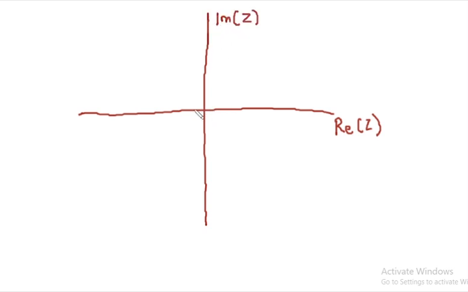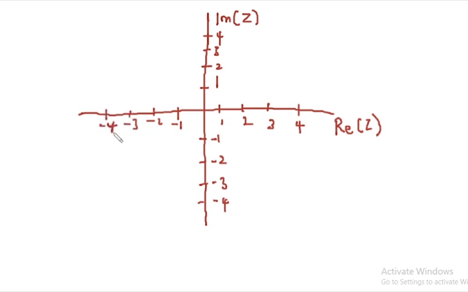This axis is called the imaginary axis of Z. We can calibrate this axis and say this is 1, 2, 3, 4. And this axis here, 1, 2, 3, 4. And then in the negatives, we have -1, -2, -3, -4 here, and -1, -2, -3, -4 here.